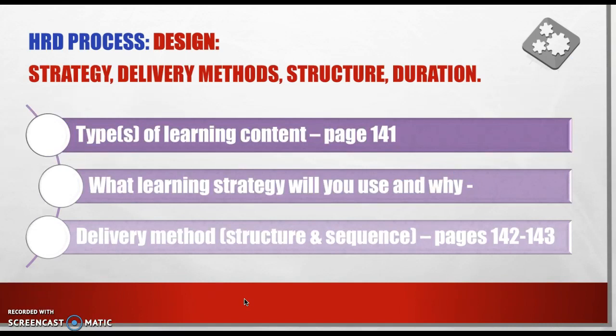The next part is your design process. So think of this as sort of strategy, delivery methods, the structure, and the duration of your training. So you'll explain the learning content and strategy. You may want to use a table or chart here of sorts for maybe the structure and sequence. So the types of learning content, you can find that on page 141. The learning strategy you will use and why. And then finally, the delivery method. This is somewhat of structure and sequence. That's on page 142 and 143.